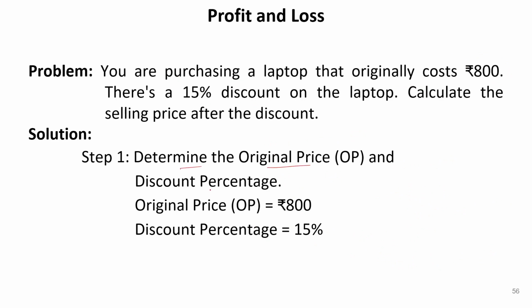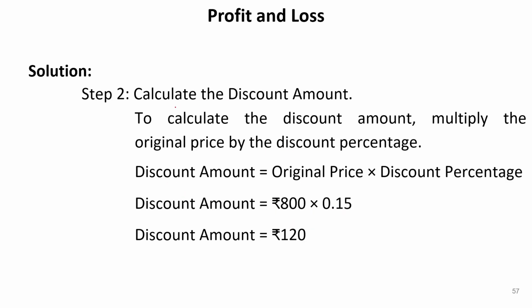So, determining the original price and discount percentage. Original price is equal to 800 and discount percentage is equal to 15%, right? So calculate the discount amount. To calculate the discount amount, multiply the original price by the discount percentage. So discount amount is equal to original price into discount percentage. So 800 into 0.15. Discount amount will be 120 rupees.